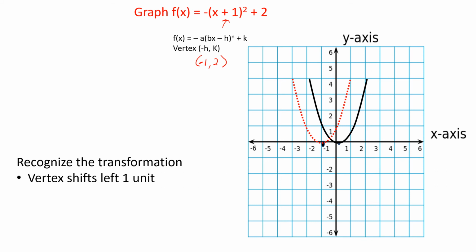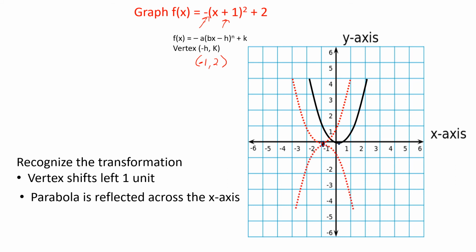And then I'm going to do any multiplication or division. Well, right now they're multiplying by a negative, or a negative 1. So you need to realize that's going to flip or reflect that across the x-axis. And so there is your parabola.